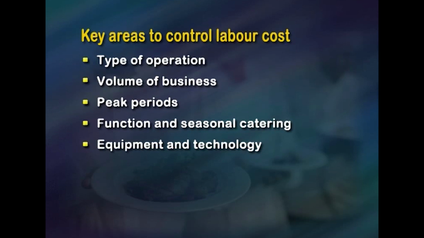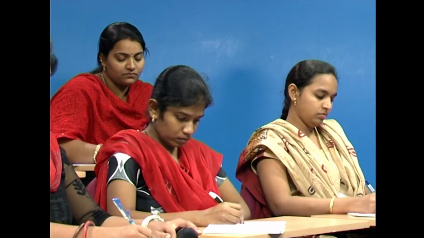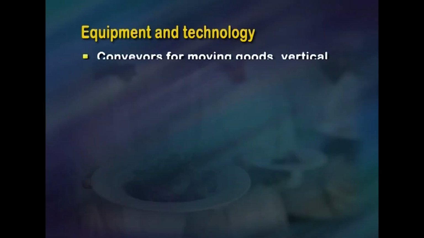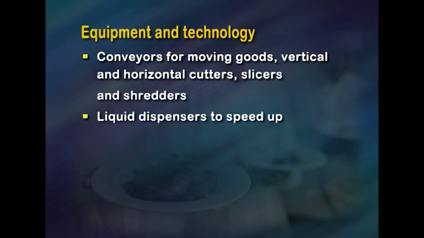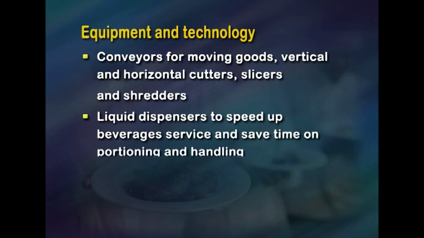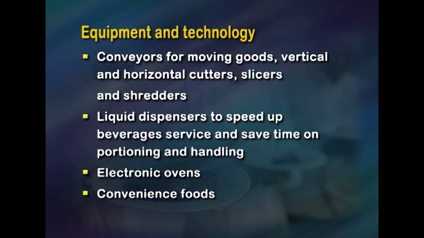Equipment and technology. It is helpful to consider using labor and time-saving devices such as conveyors for moving goods, vertical and horizontal cutters, slicers and shredders, liquid dispensers to speed up beverage service and save time on portioning and handling, electronic ovens, and convenience foods. If the layout of stores and kitchen is poor, more staff will be required and labor costs increase. Certain concrete steps can be taken to control labor cost.